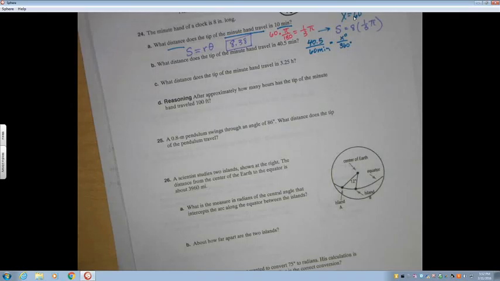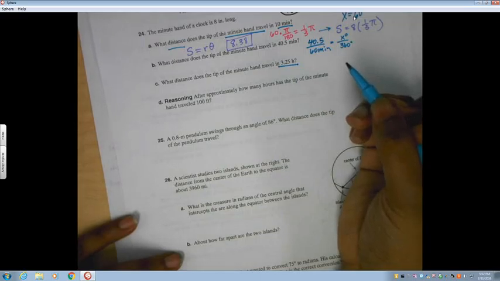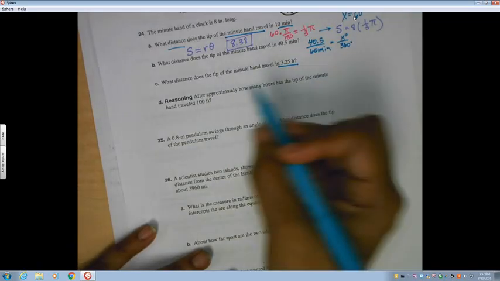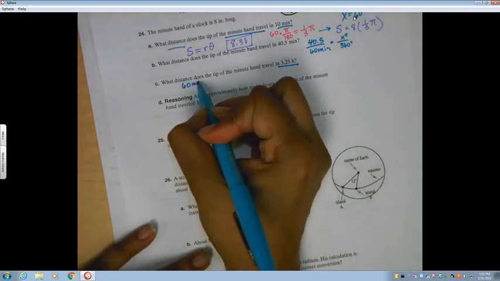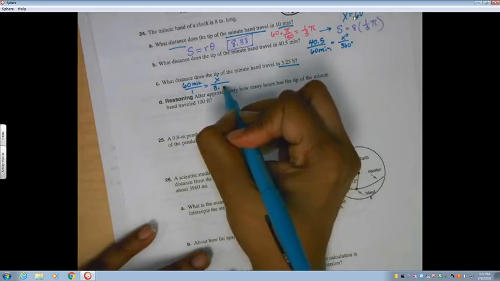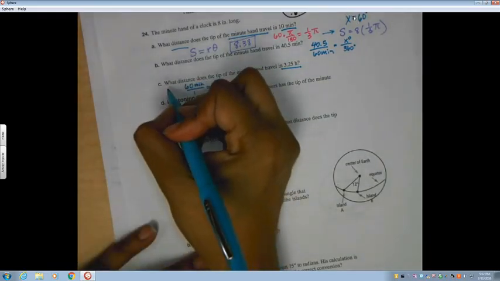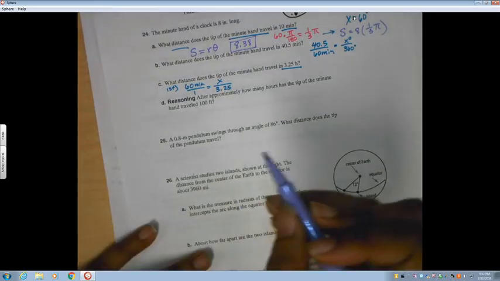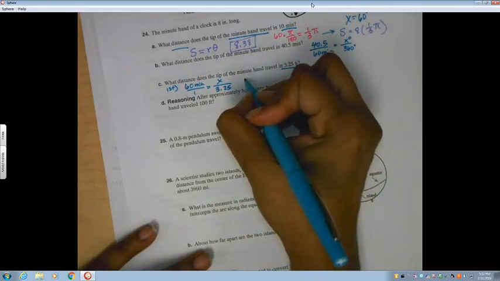Now when you get to C, because we are talking about hours now, we're finding the distance the tip of the minute hand travels in 3.25 hours, so we need to convert our hours to minutes. We know that 60 minutes represent 1 hour, so we want to know how many minutes would be in that 3.25. That's our first step, so go ahead and do that first. Hopefully you got 195 minutes. So we know that our x, there's a lot of space here.